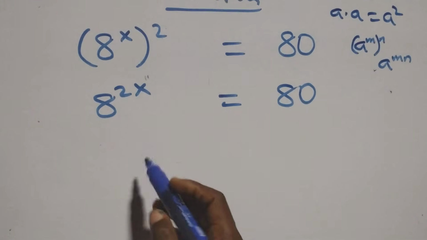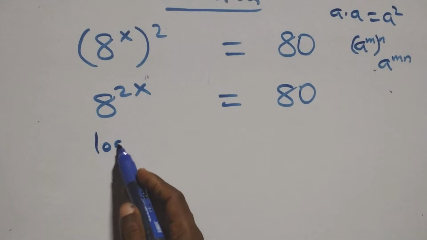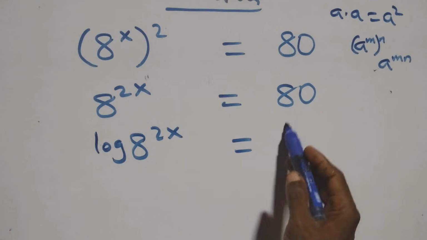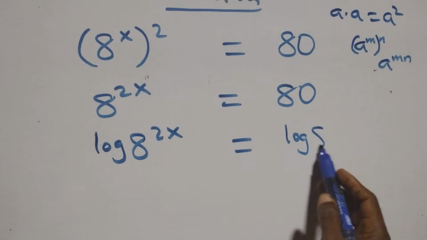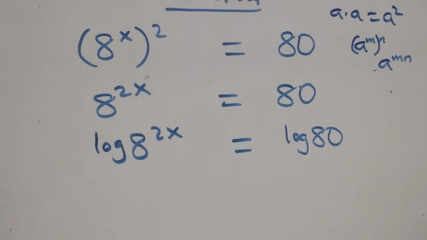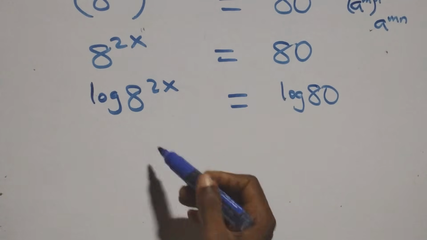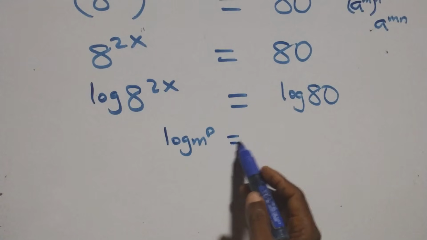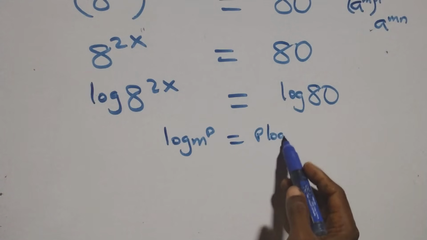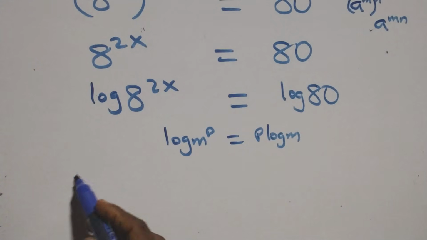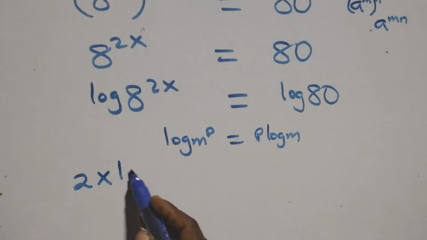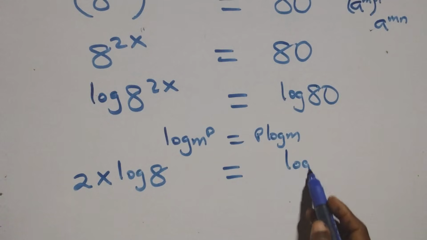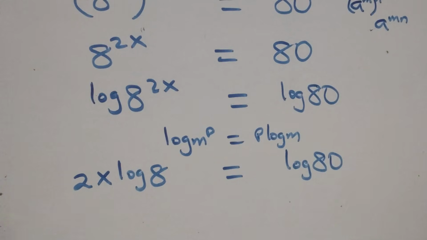The next step, we take the log on both sides. Here we have log 8 raised to power 2x equals log 80 on this side. Next, we apply the power law of logarithm: when we have log m raised to power p, it is the same thing as p log m. Here we have 2x log 8 equals log 80.